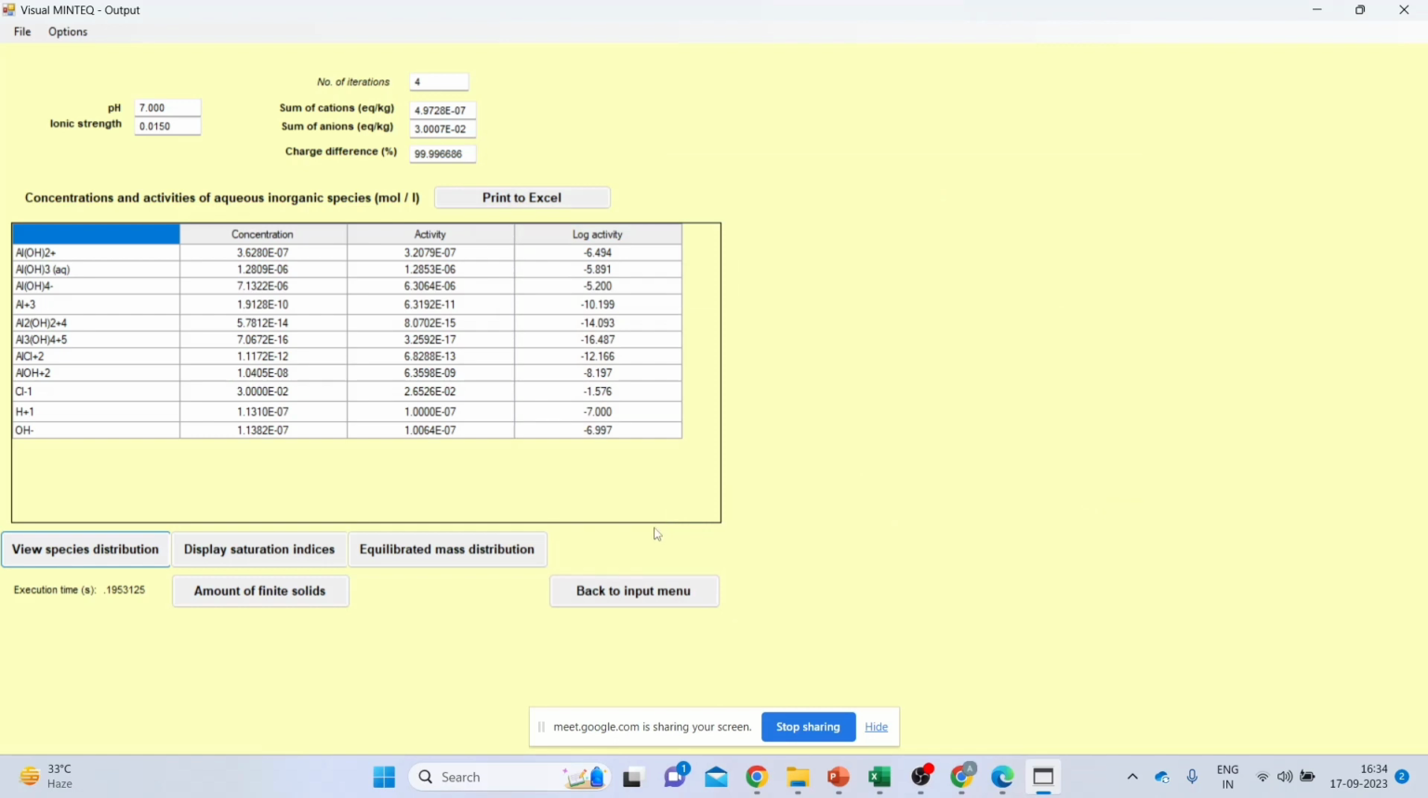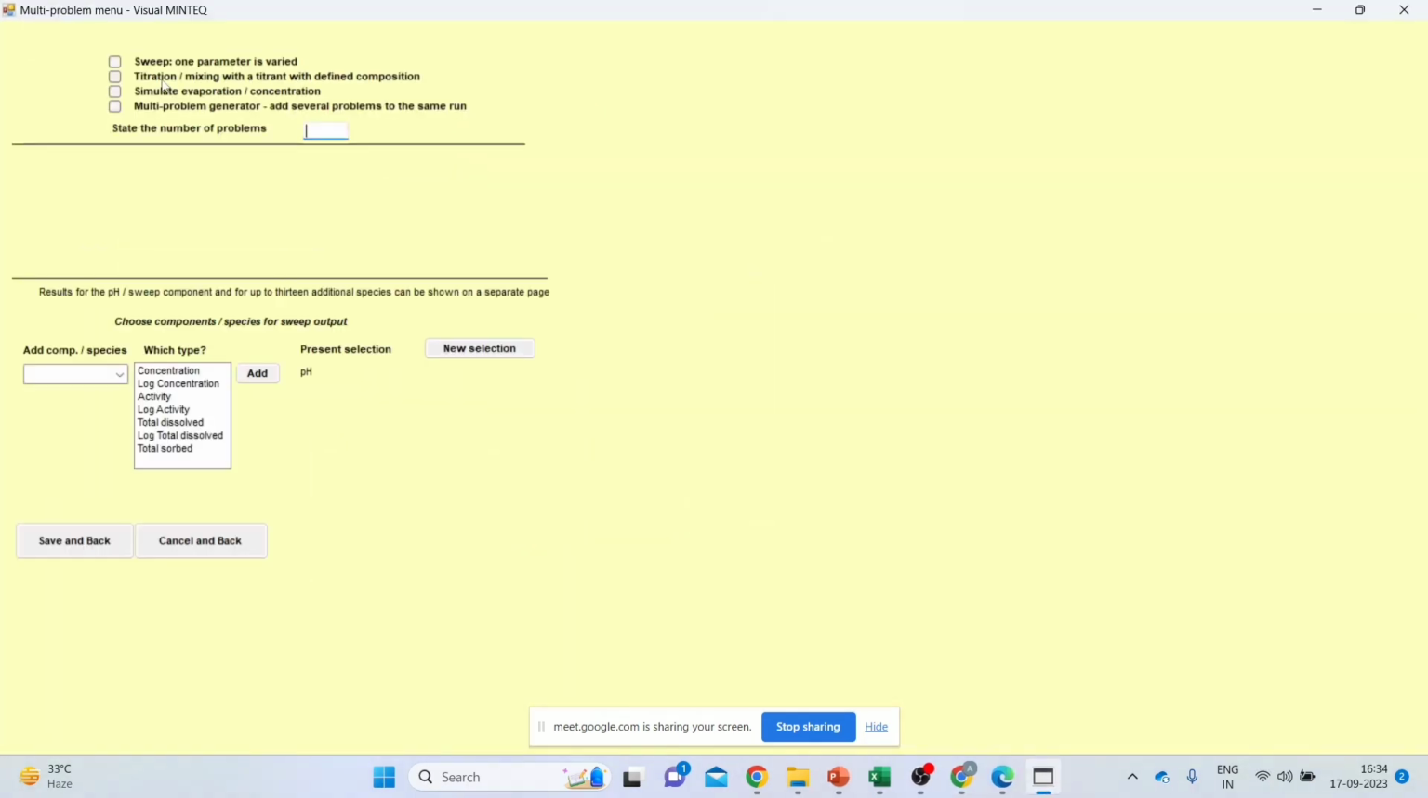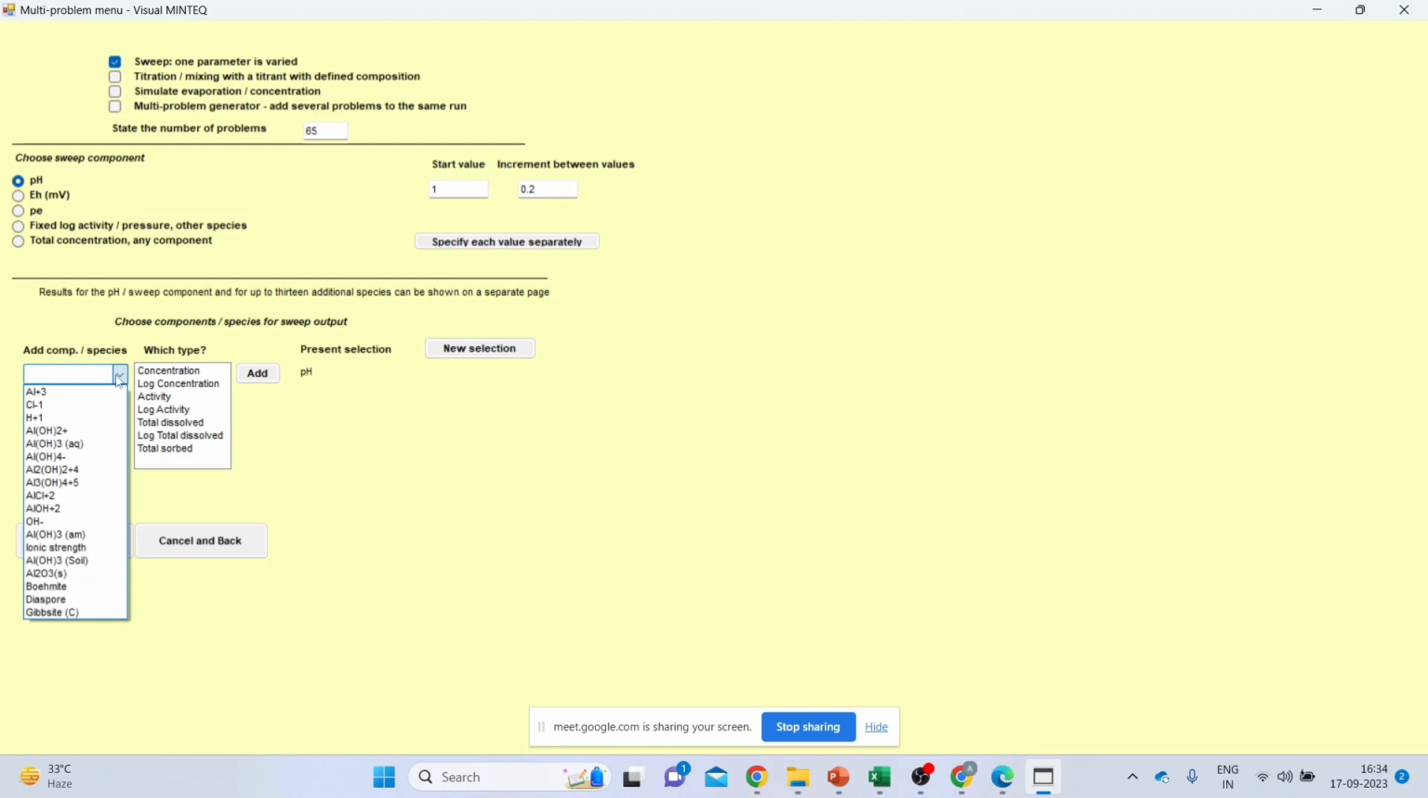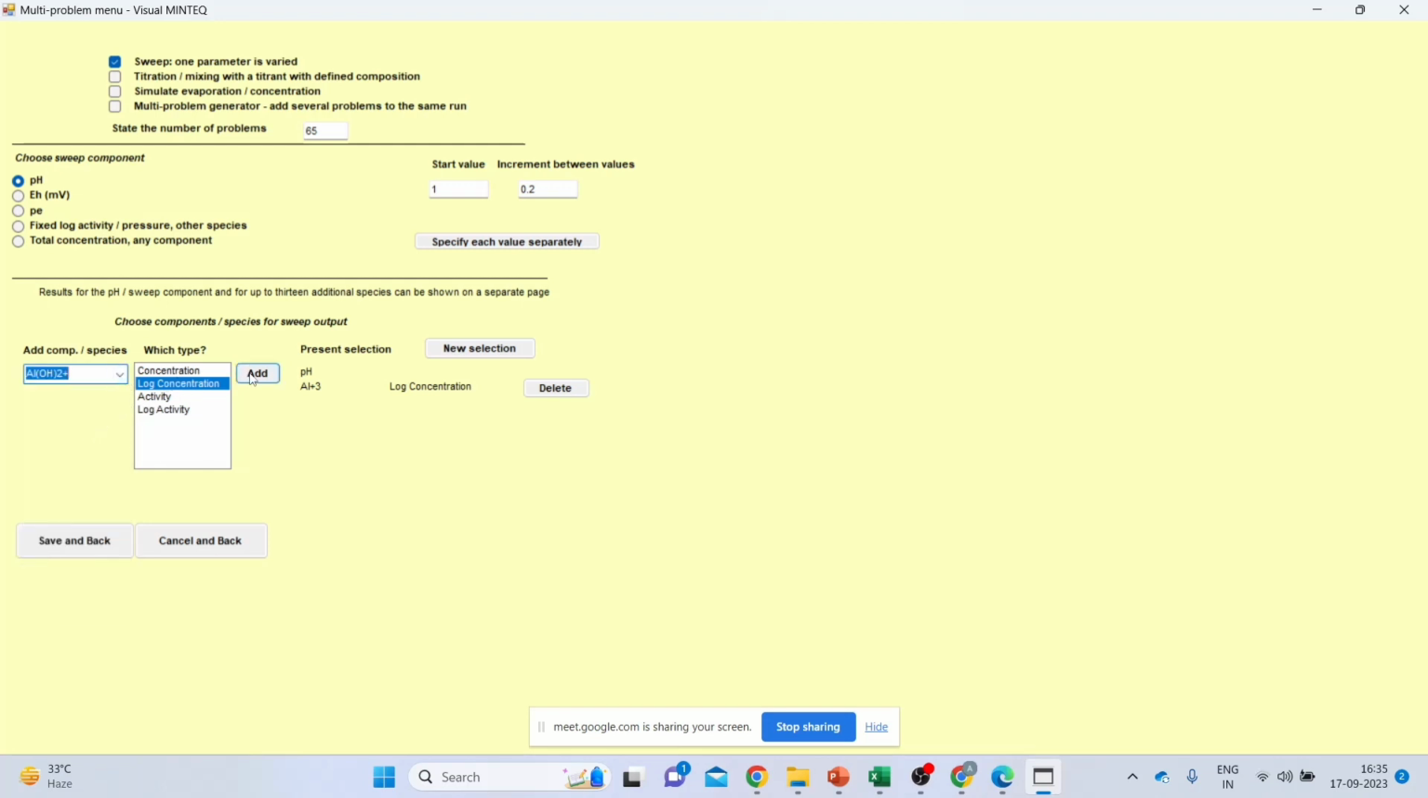For preparing a log C pH diagram for this question, we will have to go to multi-sweep problem, and we will sweep one parameter, pH. We have added 65 as the number of problems. Start value will be 1. Increment value, let's take 2. Let's specify all the compounds or species along with their log concentration. Let's start with aluminium. It will be log concentration. Let's add this. Next, let's start with this one. Next, aluminium complex.